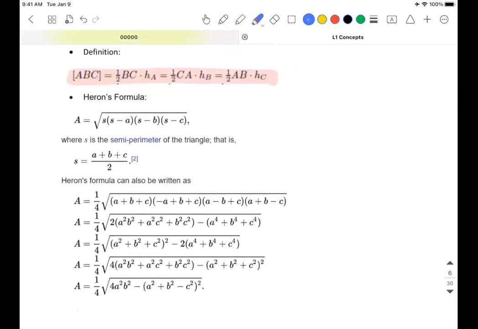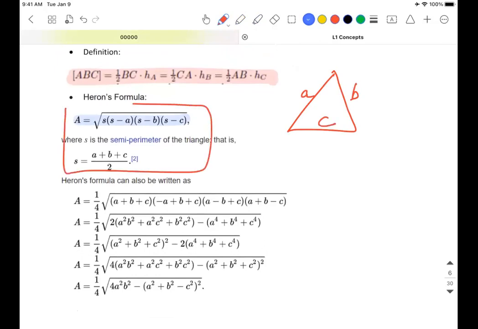Second one is our famous Heron's formula, right? Heron's formula actually gives you a methodology. As long as you've got a triangle with three sides, you'll be able to determine the area of this triangle simply by using the three sides. There's no need for you to determine the height and then do some calculations, so on and so forth. Heron's formula is going to help you do the calculation simply using this.